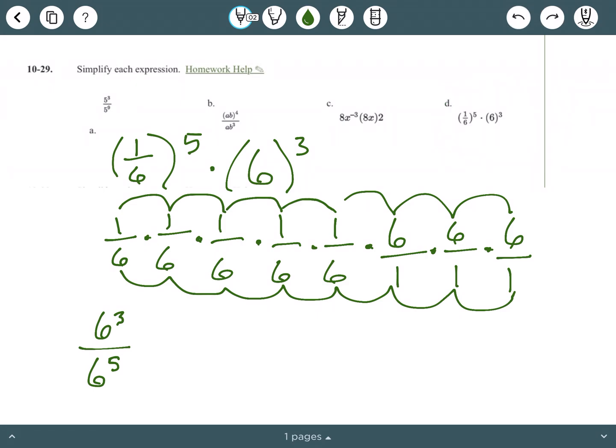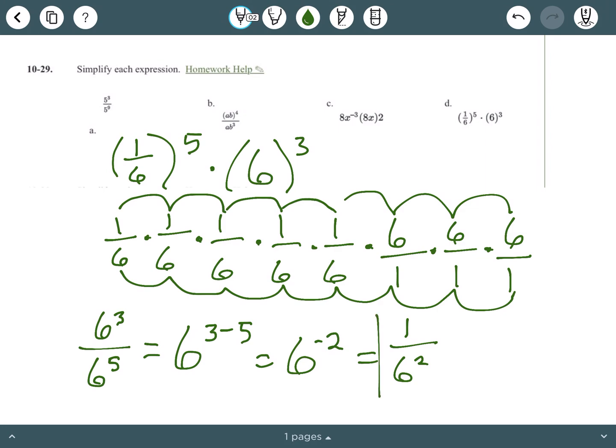We can make sense of this because this is a division problem, and we know here that our base stays the same, so 6, and then we subtract our exponent. So it's 6 to the 3 minus 5. Well, 3 minus 5 is a negative 2, so we have 6 to the negative second. Remember, we don't like negative exponents, so what we can do is turn it into a positive, 6 to the second, but then we have to take the reciprocal, so it ends up becoming 1 over 6 to the second. All right, and that is all for 1029.